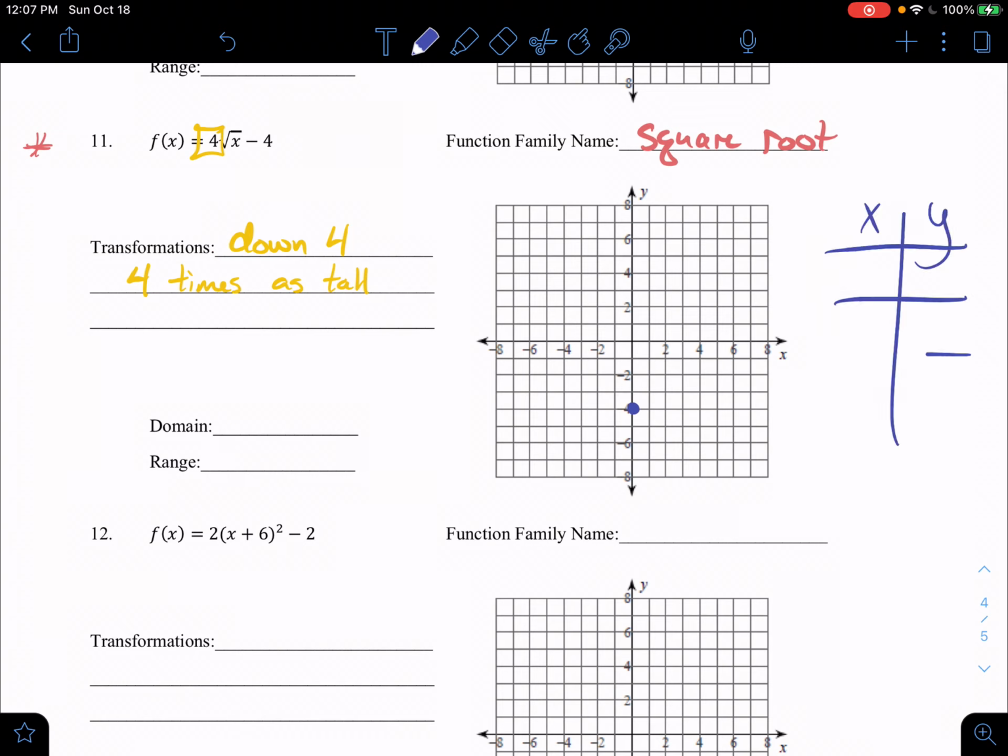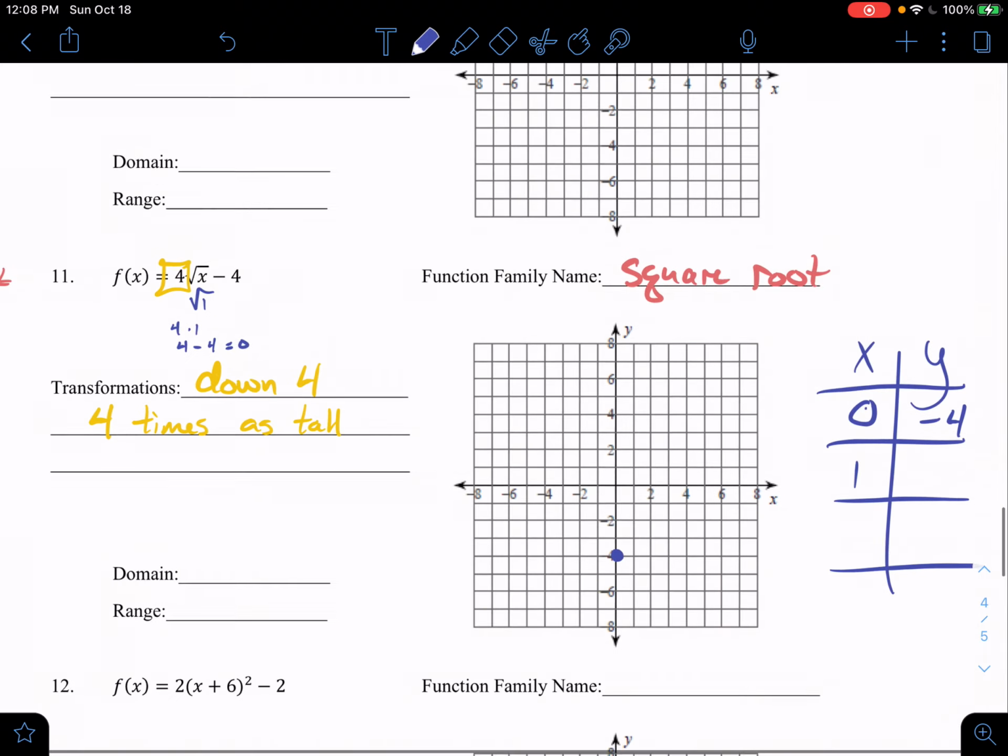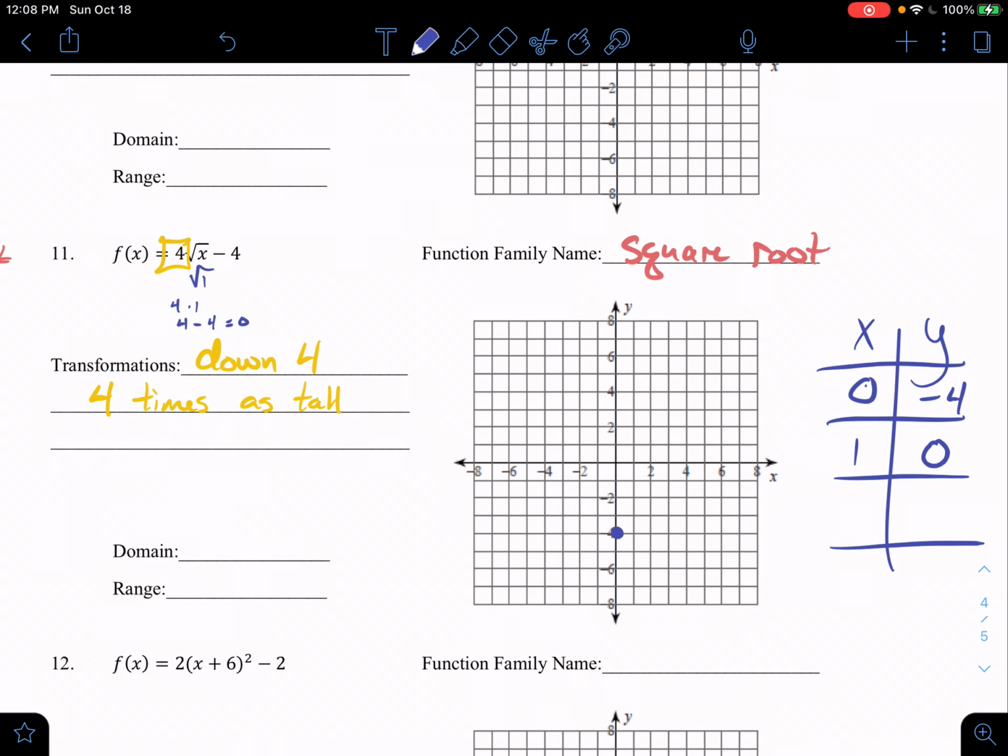Now the square root is really the only one you've got to be careful of. When you do this, your locator point has to start at the top of your table: 0, negative 4. Otherwise you start to run into issues. Now you should pick one value over from that. So if we pick a 1 and plug that in, we're going to get the square root of 1, which is 1, times 4, which will be 4, take away 4, which will be 0. So we will have 1, 0.